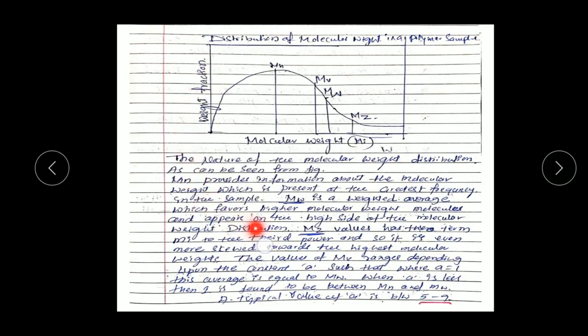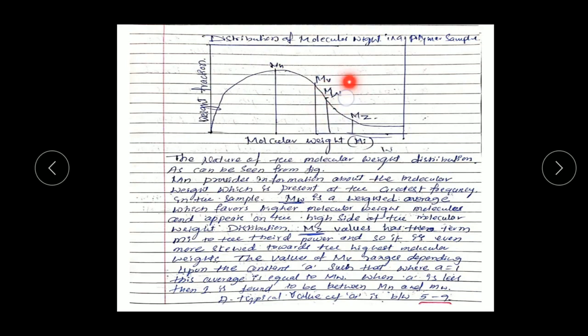This is the graphical representation of the distribution of molecular weight in a polymer sample. This is the nature of the molecular weight distribution as can be seen from the figure. Mn provides information about the molecular weight which is present at the greatest frequency in the sample.